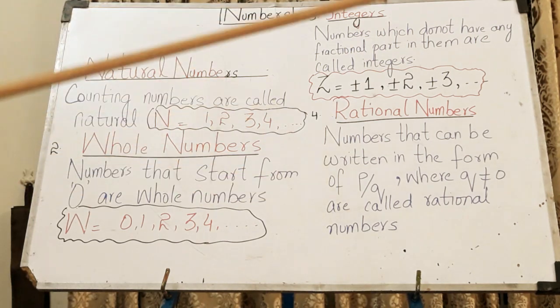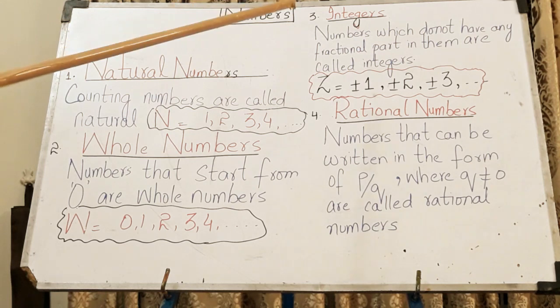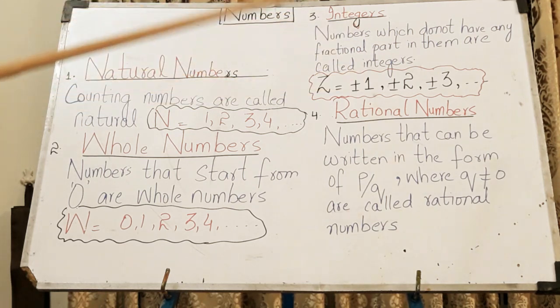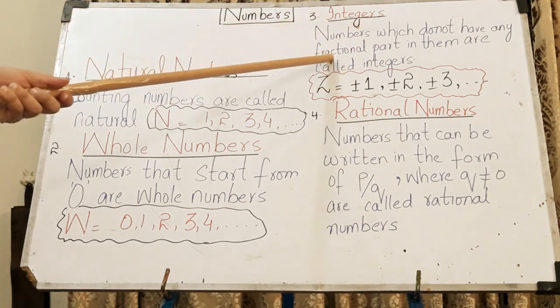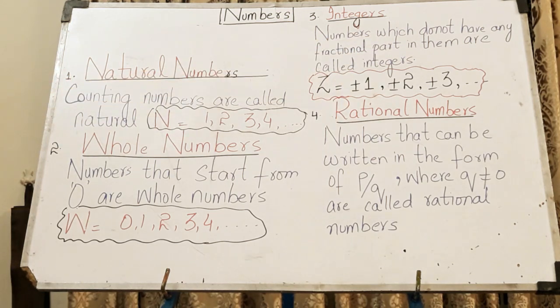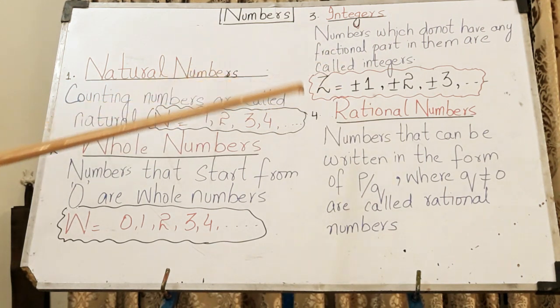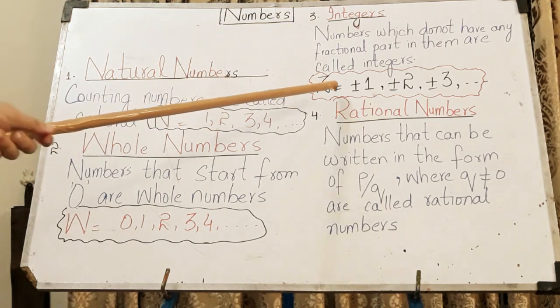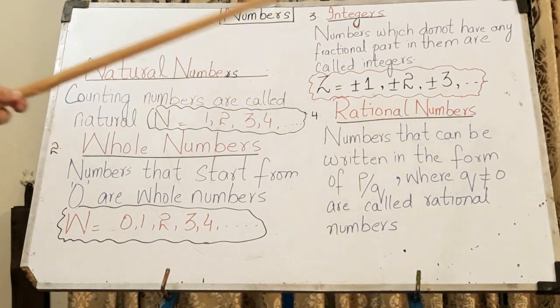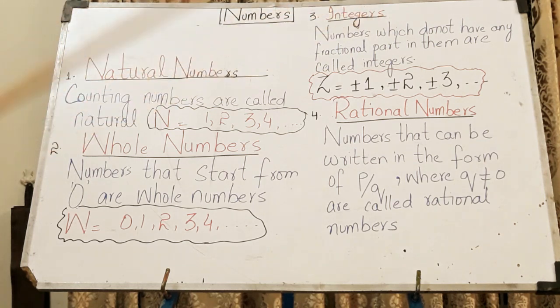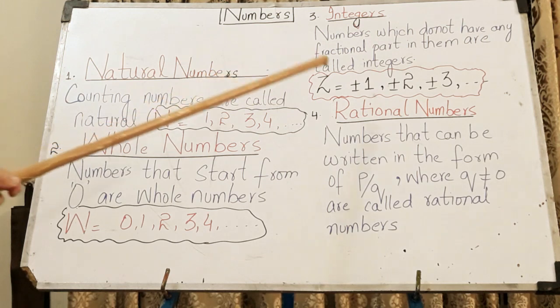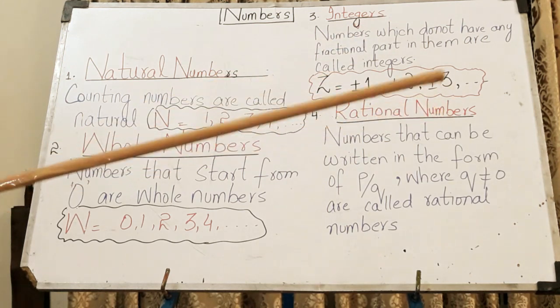Moving toward the next type of number, that is integers. Integers are the numbers which do not have a fractional part in them. This is a very important thing which you need to understand. They have either a positive sign, which is not necessary to mention, or a negative sign. But if you are talking about integers, you need to mention which type of integer you are discussing, either positive integers or negative integers.